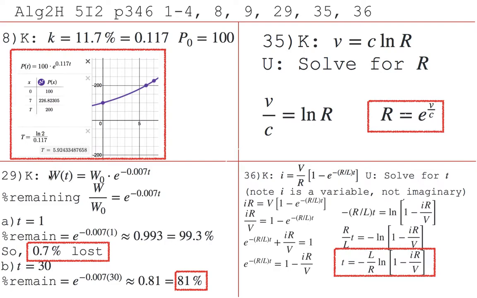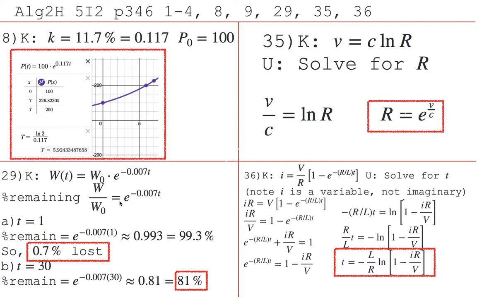Number 29, they give you this formula, and I think it's helpful to divide both sides by W0, so you get the percent remaining. Whatever value you put t in, the initial value is in the bottom of the fraction, and the final value for whatever t it is going to be up here. So if you're expecting it to be 50%, then W would be half of W0. Anyway, this is a much more useful formula to work with.